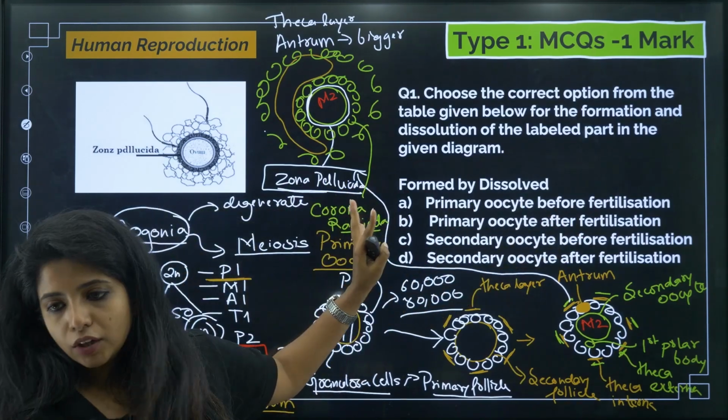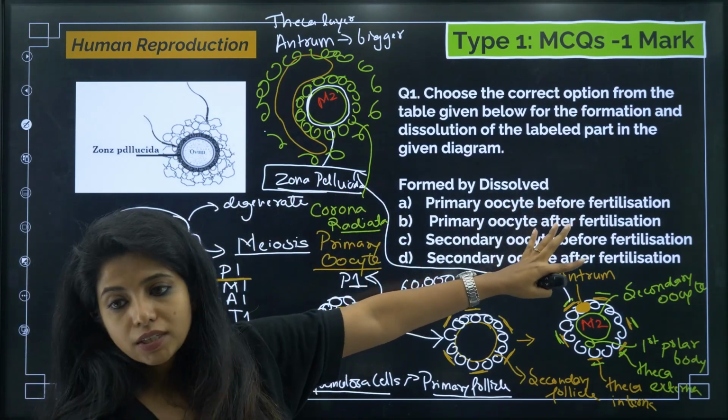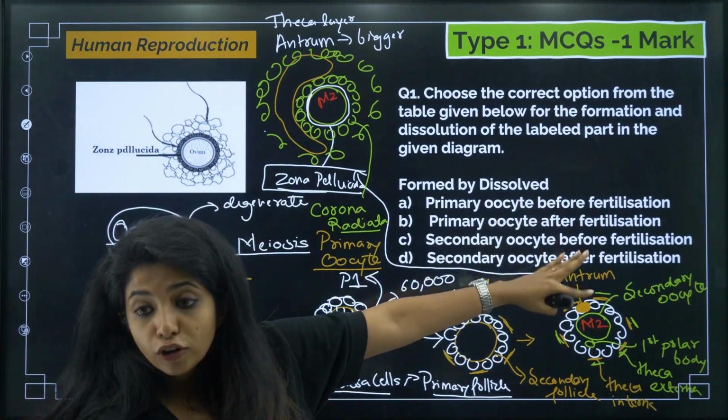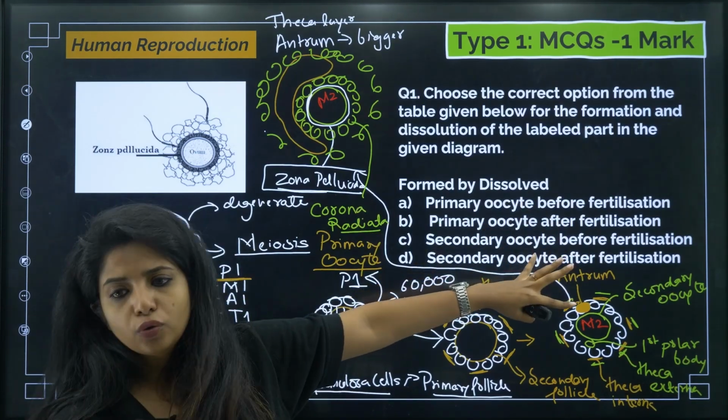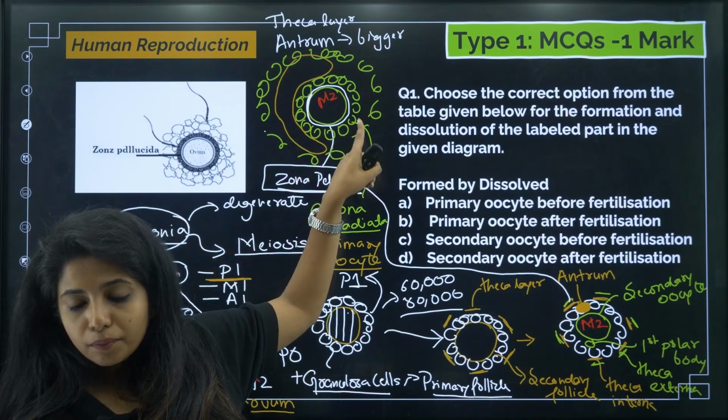No. Primary oocyte has nothing to do. Primary oocyte after fertilization, does it make it? No. Secondary oocyte before fertilization, does it make it? Yes. Secondary oocyte after fertilization, no. It is done before fertilization.